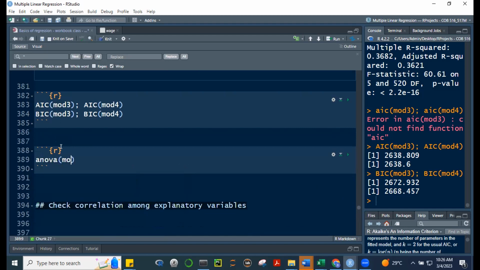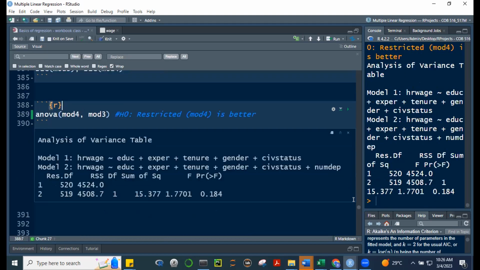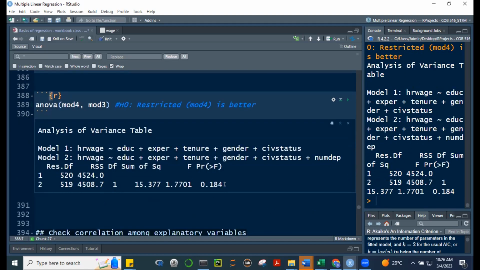It doesn't matter, class, if I type model 4 first and then model 3. It won't matter. Okay? For as long as you know what is your null hypothesis. So null hypothesis is the restricted model, which is model 4, is better, having the less number of predictors. Run natin. Okay, and you can see here that p-value is 0.184, which is greater than 0.05.